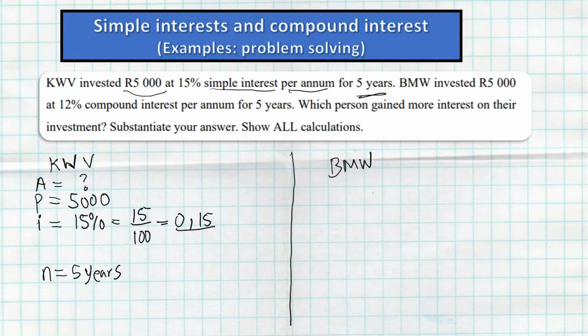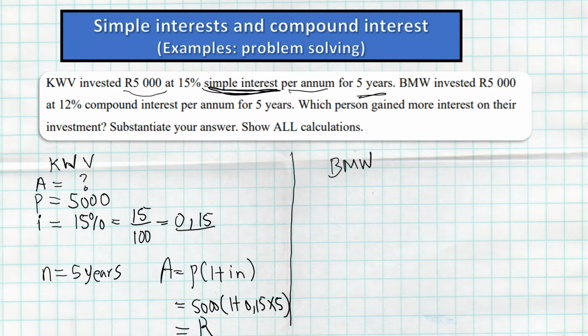Then we can go and use the formula. So we are guided here. They are saying simple interest, so the formula must be for simple interest: A equals P into 1 plus i n. So my P is 5,000 into 1 plus my interest is 0.15 multiplied by 5. When I punch the calculator, the answer is 8,750. Okay, so it means that this person is going to get 8,750. Let's go to BMW.